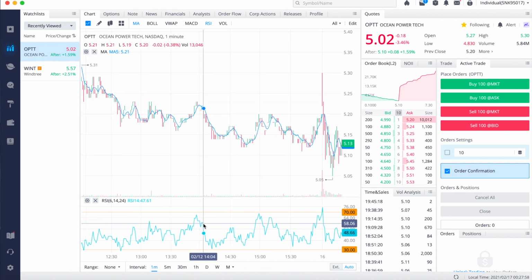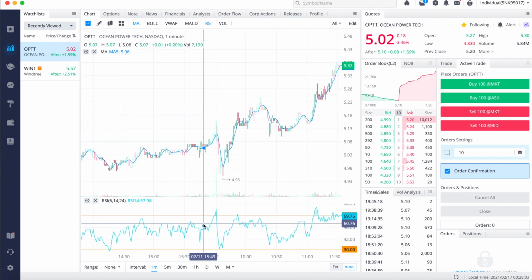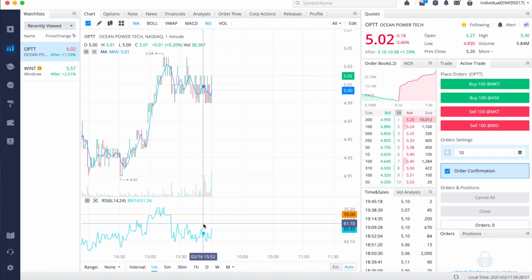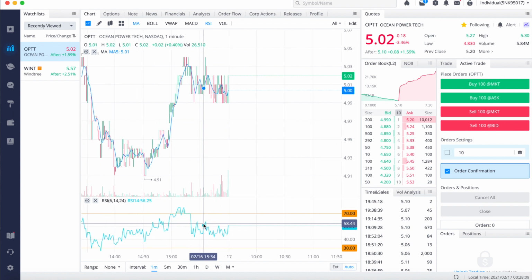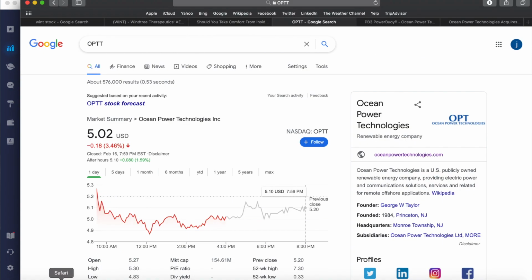They don't have a pattern of riding one or the other. This one was a little wild back here, but for the most part, it looks to have been pretty down the middle for quite a while now. And let's take a look at the news, the real reason behind what we're after here.